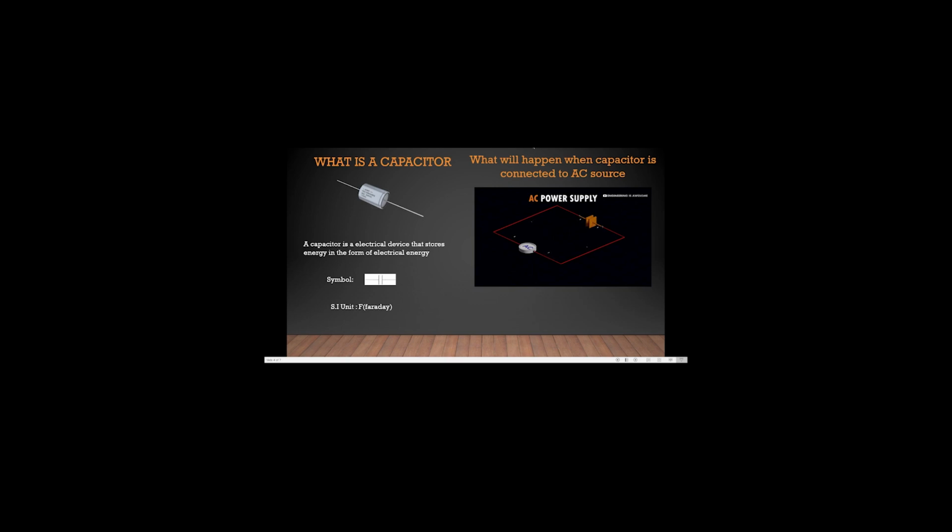The capacitor also offers a resistance in the electrical circuit. The resistance offered by the capacitor in the AC circuit is known as capacitive reactance. It is represented by Xc. Mathematically, Xc can be expressed as 1 by 2 pi FC, where Xc is the capacitive reactance, C is the capacitance, and F is the frequency of the AC source. Let us discuss the LCR resonance circuit.